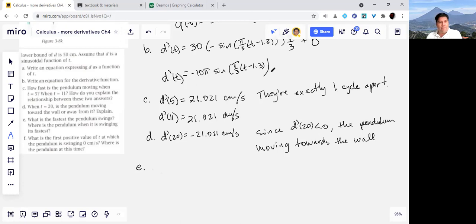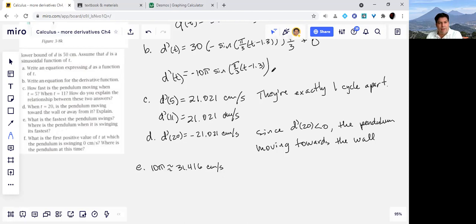So what is the fastest the pendulum swings? -10 pi times -1 is +10 pi, which is approximately 31.416. These are centimeters per second.